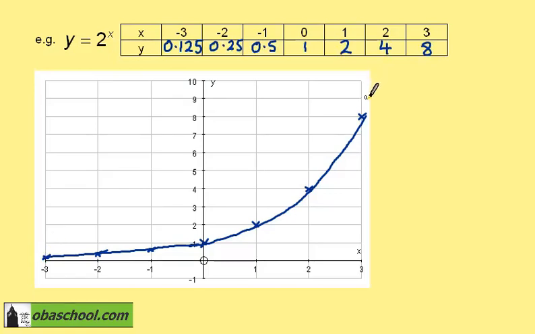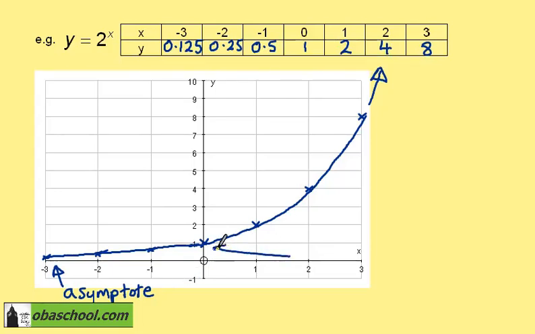The curve will continue to climb steeply at this end for positive x, and at the other end the curve will get closer and closer to the x-axis, but never get there. This is called an asymptote. The negative x-axis is a line that the curve gets closer and closer to, but never gets to. Such a line is called an asymptote.